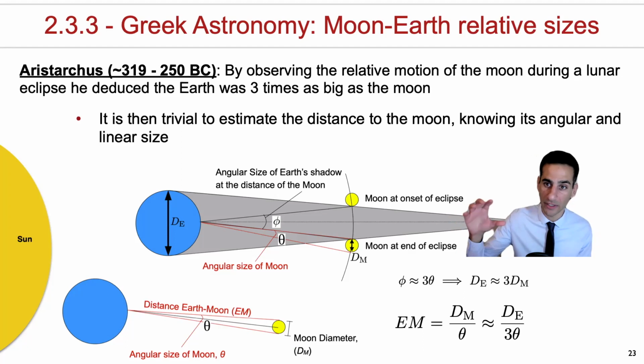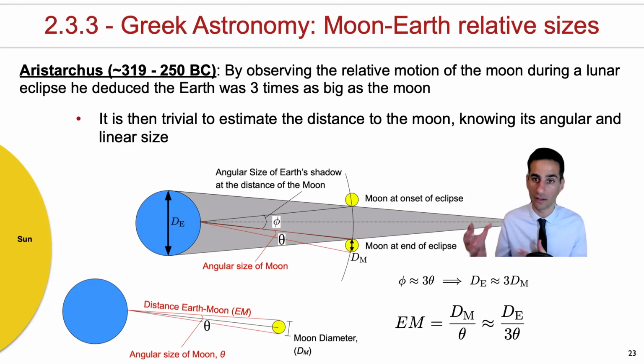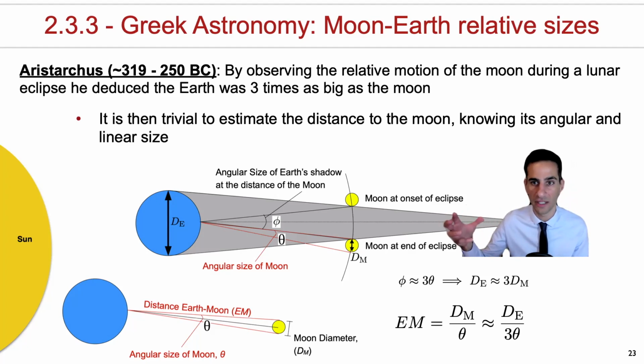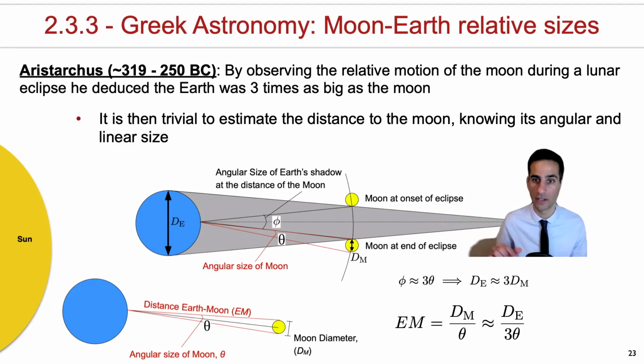But also during the eclipse, you can actually measure the angle, the apparent angle, essentially the distance from the moon at the onset of the eclipse, and then also when the moon ends the eclipse. It turns out that this angle phi is basically 3 times theta. Theta is the apparent size of the moon in the sky, which is 0.5 degrees. So essentially 1.5 degrees. But more importantly, the fact that phi is about 3 times theta implies that the diameter of the Earth is about 3 times the diameter of the moon.